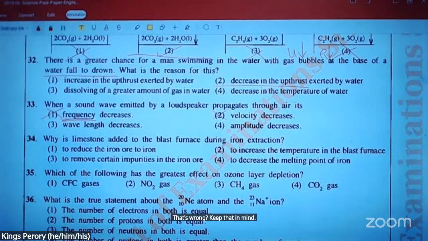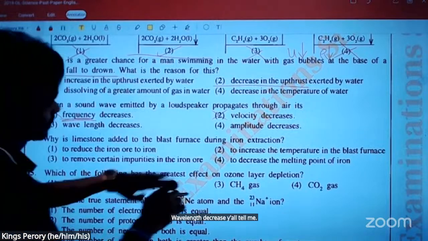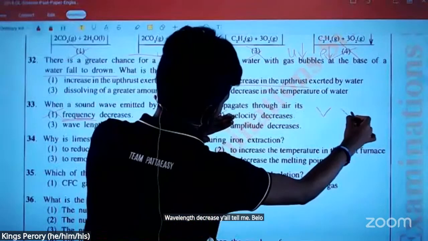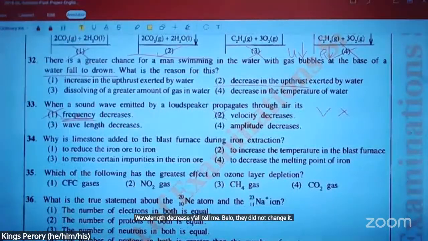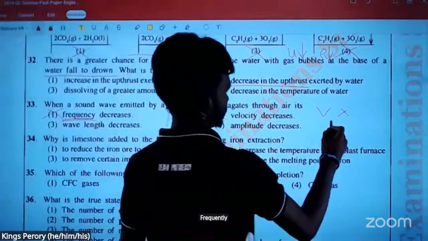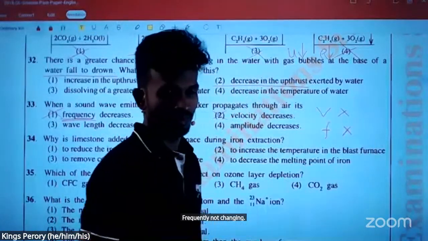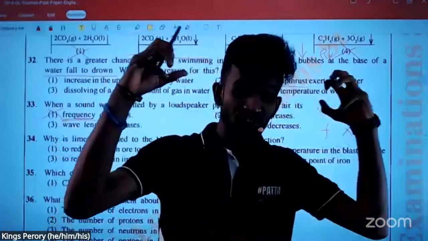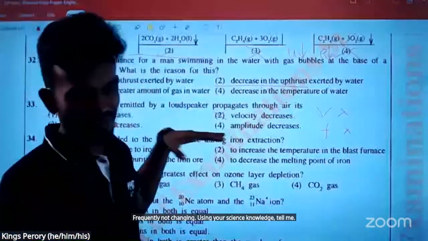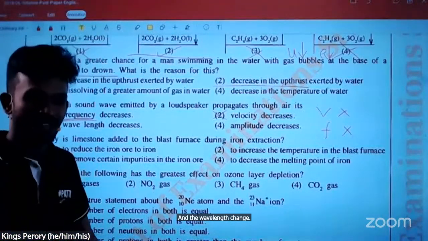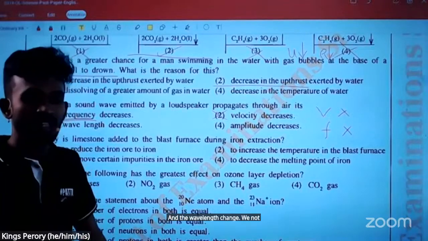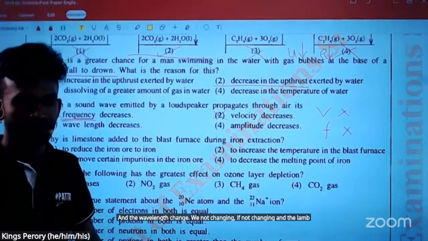Wavelength decrease. Tell me. Velocity not changing. Frequency not changing. Using your science knowledge, tell me, can the wavelength change? V not changing, F not changing, can the lambda value change?